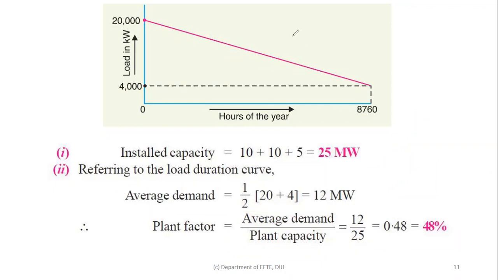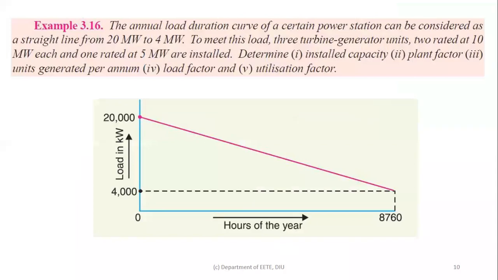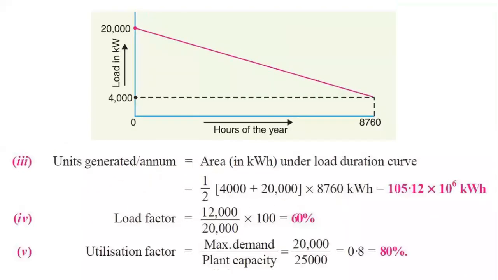So what will be the next? Let's check. The next is the units generated per annum, and the load factor and the utilization factor. Units means the total generated energy throughout the year. So basically this is the area. The area under this load duration curve, this total area, is the total units generated per annum. So how do we find this area? We can find it in many ways.